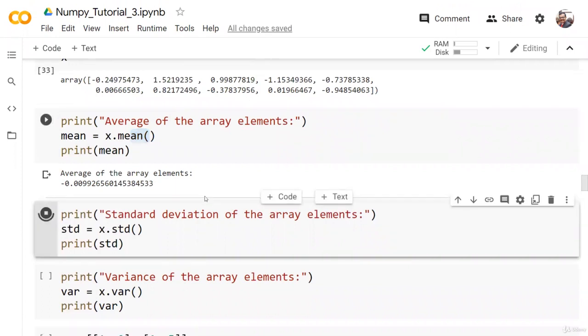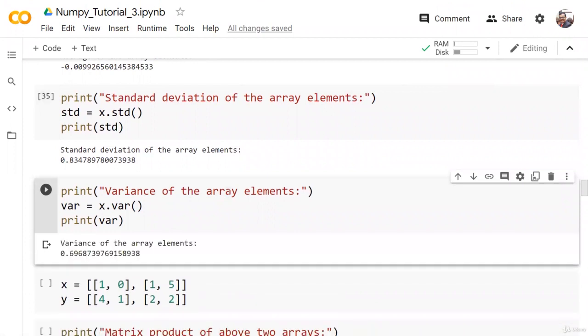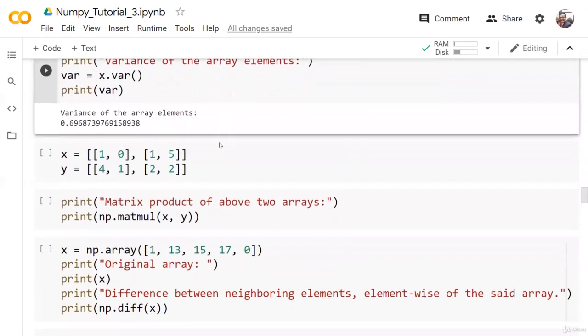I can find out the standard deviation of that. I can find out the variation of that. Okay, great. So you can see so many operations become very easy using NumPy.